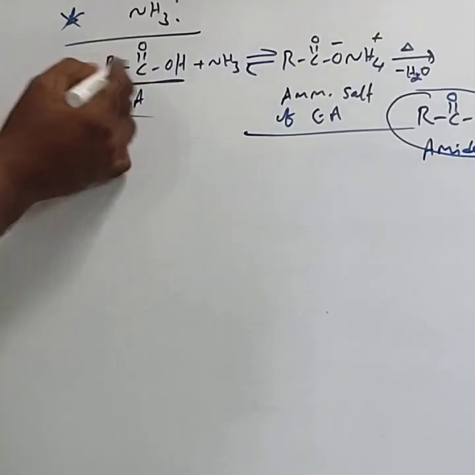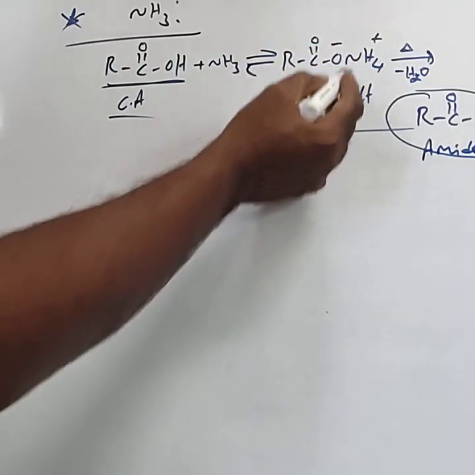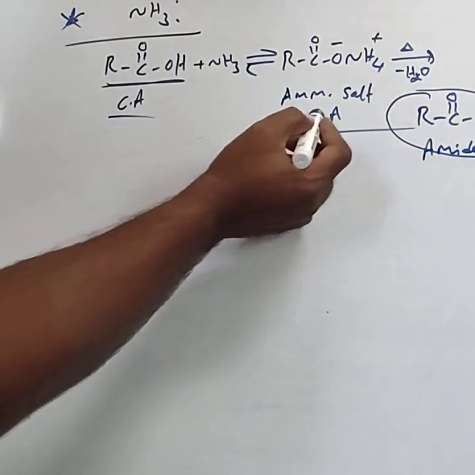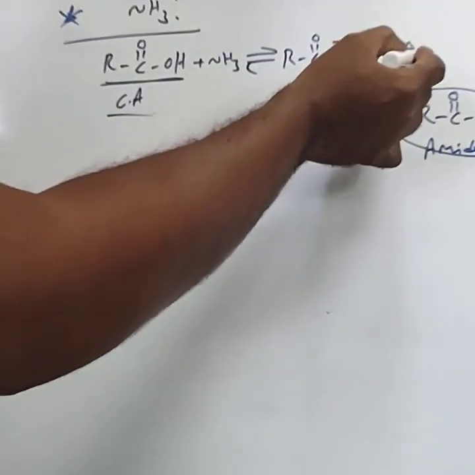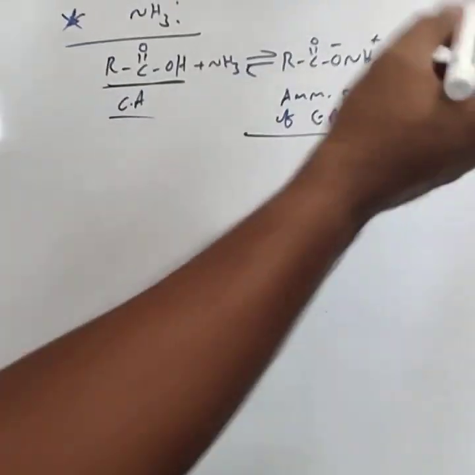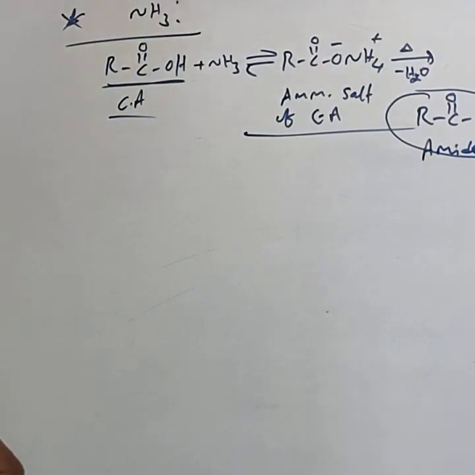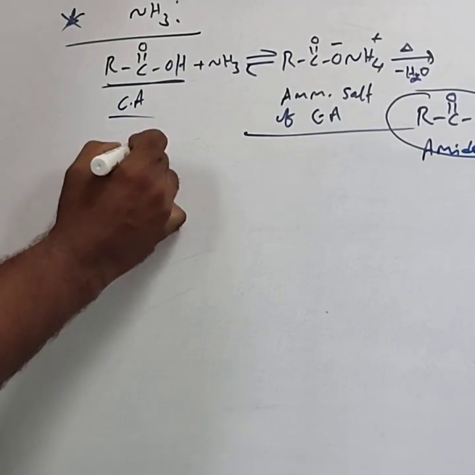Carboxylic acid, RCOOH, reacts with ammonia. First it forms the intermediate. That intermediate is the ammonium salt of carboxylic acid. Upon heating, upon thermal decomposition, it forms the acid amide. For this general reaction, in our syllabus, they have mentioned 3 examples. You have to practice those 3 examples, including the general reaction. You replace R by CH3COOH.